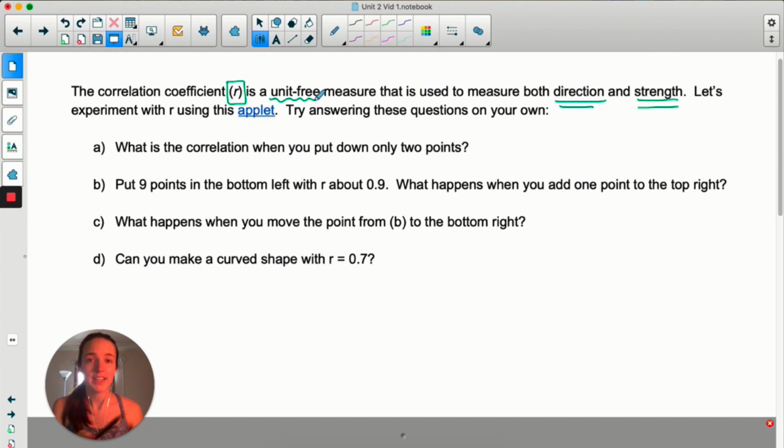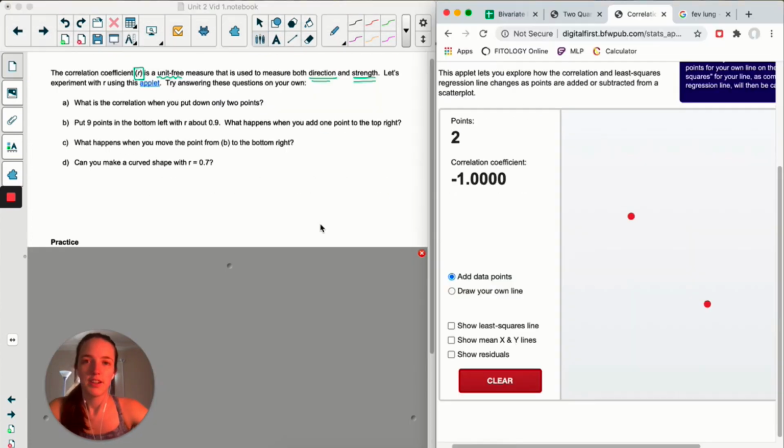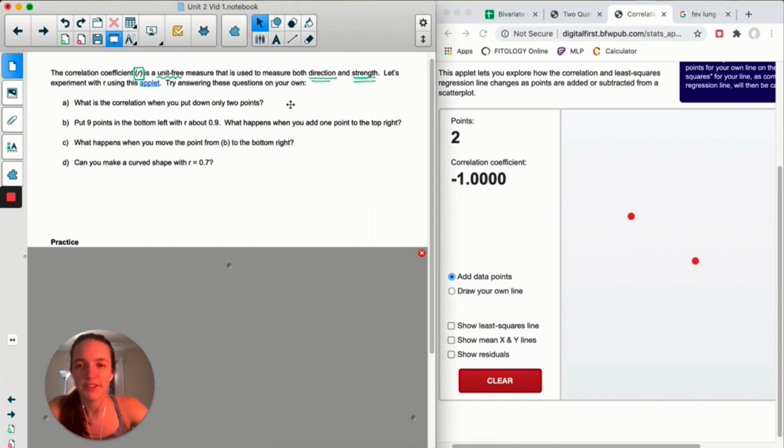So there's an applet here that I want you to just experiment with. Open it up. It's pretty easy to use. Try to answer these 4 questions below. Why don't you pause the video while you do that? Okay, so let's just look through these together. When you have 2 points, it doesn't matter where they are, the correlation coefficient is either 1 or -1. And maybe you can already see the difference. 1 is when these points are going in the positive direction, and -1 is when they're going in the negative direction. But just to summarize, it was either 1 or -1.